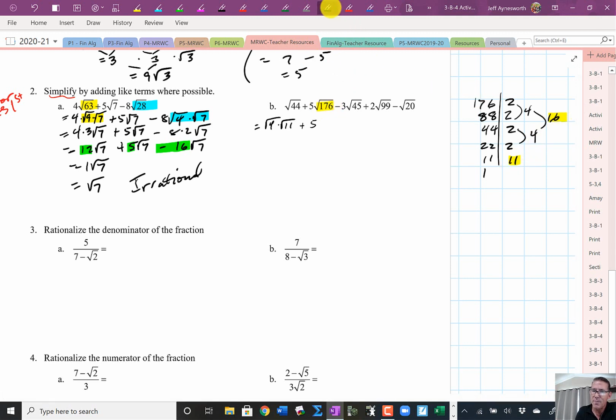So let's factor that. So root 16 times root 11 minus 3 times root 9 times root 5. Once again, I'm factoring the roots. Root 45 is the same as root 9 times root 5. And then I got to factor the 99. Well, what's that? Well, let's see.